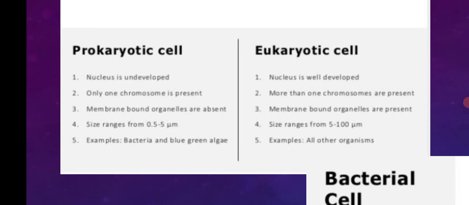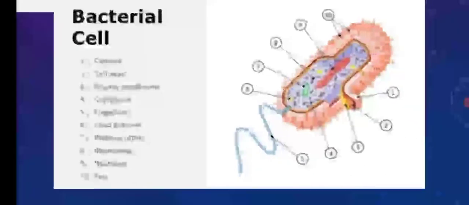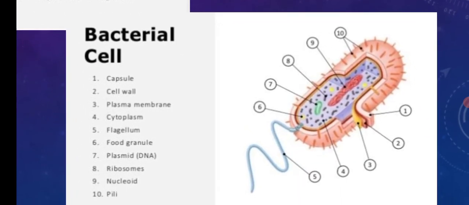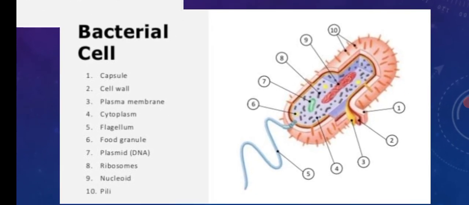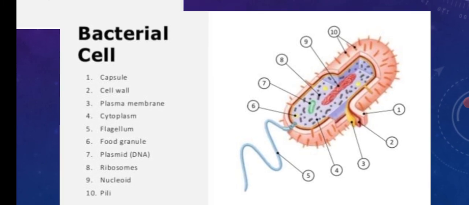Second is the eukaryotic cells. Eukaryotic cells are found in both unicellular and multicellular organisms. Their size varies between 5 to 100 μ. They have a cell wall. They have a well-organized nucleus with a definite nuclear membrane. Multiple chromosomes are present in the eukaryotic cell. Here you can see the bacterial cell. It is a prokaryotic cell, and here the different parts of the body of the bacteria are given in this figure.